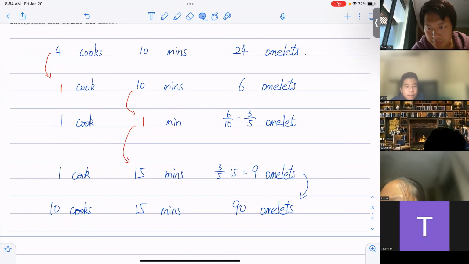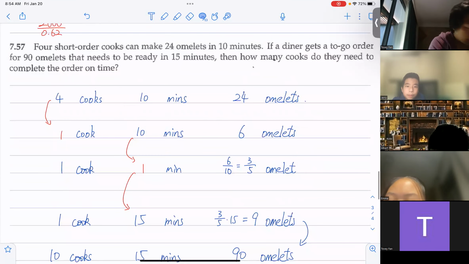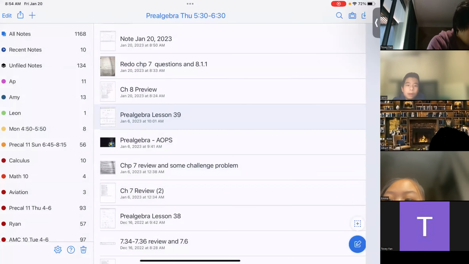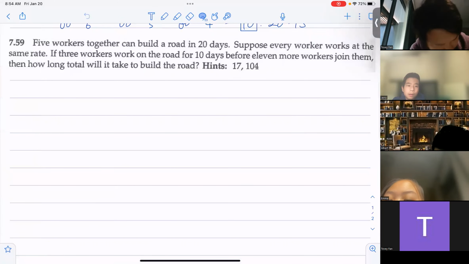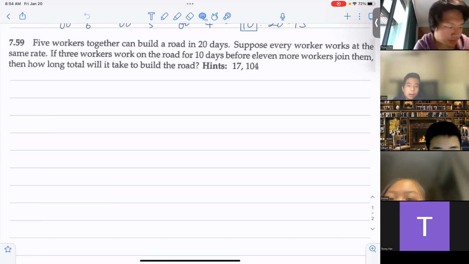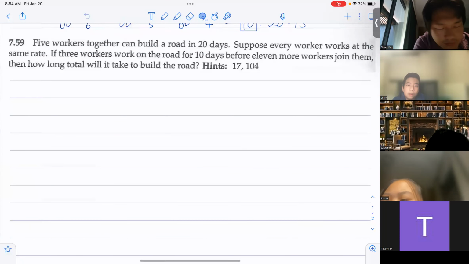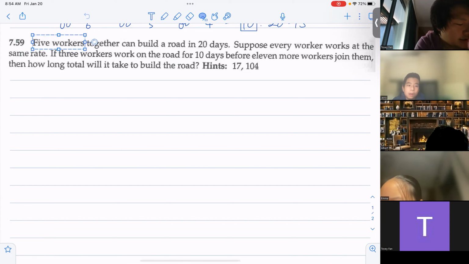Okay, so Jerry, Emma, Albert, that makes sense, right? That just jogs your memories. And see this one? It is also a work rate problem. In the first sentence, it gives you the number of people, the amount of time, and also the job, right? 5 workers, 20 days, and they can build a road.